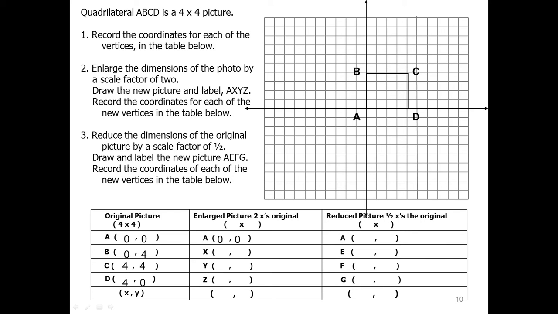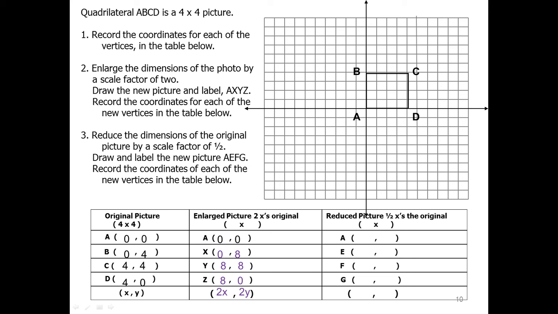Now my B coordinate is going to change. Instead of being 0, 4, because I'm multiplying it by 2, I'm going to get 0, 8. My C coordinate is going to change from 4, 4 to 8, 8. 4 times 2 is 8. And my D coordinate is going to change from 4, 0 to 8, 0. So let's think about what we did to get these new coordinates. Each of the x's and each of the y's were multiplied by 2.